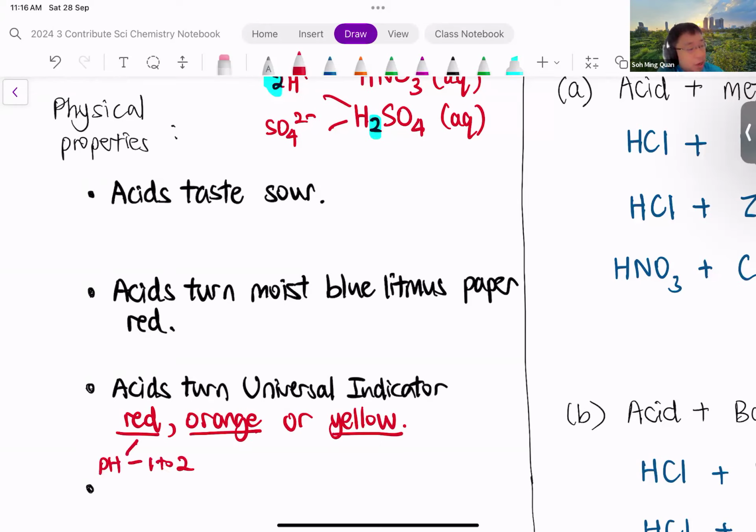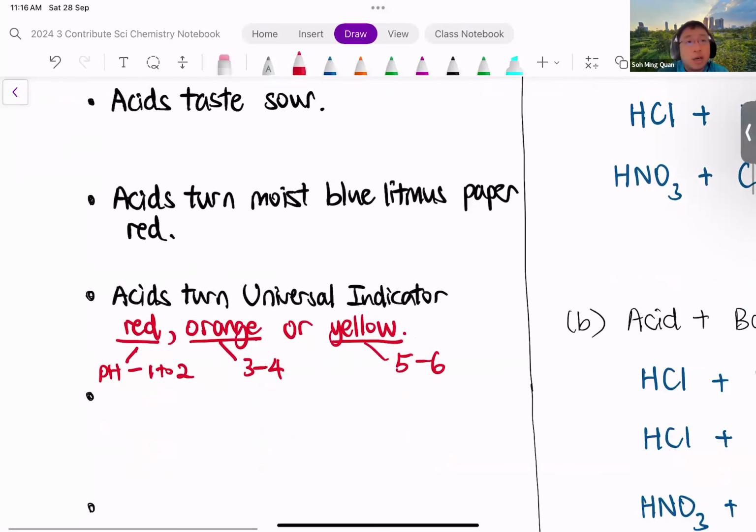All right. Orange, you are looking at pH values of 3 to 4. Finally, yellow is about 5 to 6. So you do need to know the rough pH ranges and the colors with universal indicator. Okay, so using litmus paper and using universal indicator is a good way to determine if something is acidic.